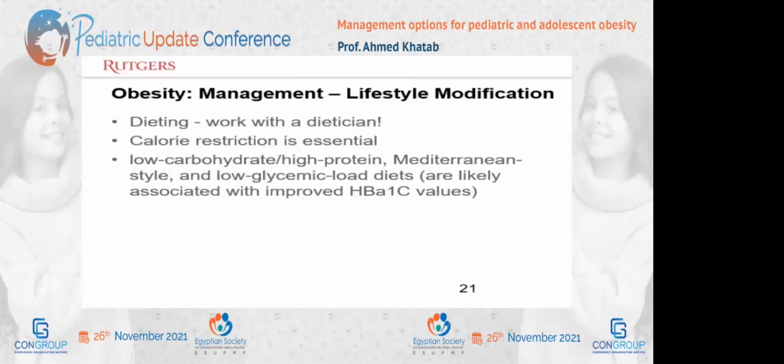Individuals are advised to work with a dietitian, and calorie restriction is essential. Low-carb diets, high-protein diets are usually implemented, and the low glycemic index diets are usually associated with an improvement in hemoglobin A1C values in these children.